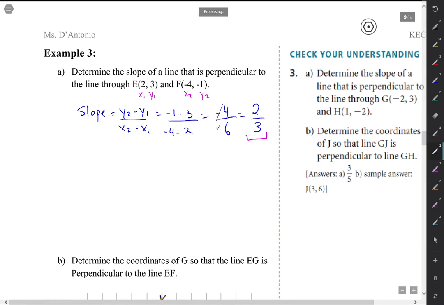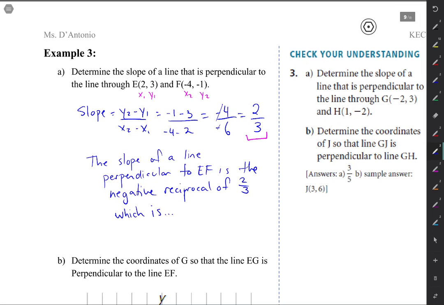In order for a line to be perpendicular to it, it needs to have the negative reciprocal slope. So I just put here the slope of a line perpendicular to EF is the negative reciprocal of this slope, which is 2 over 3. The negative reciprocal of 2 over 3: we would take the reciprocal, which would be 3 over 2, and then we would pop in a negative sign. So negative 3 over 2 is the answer for that one.